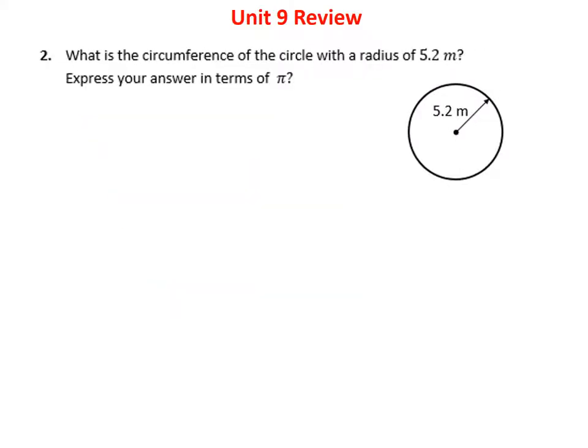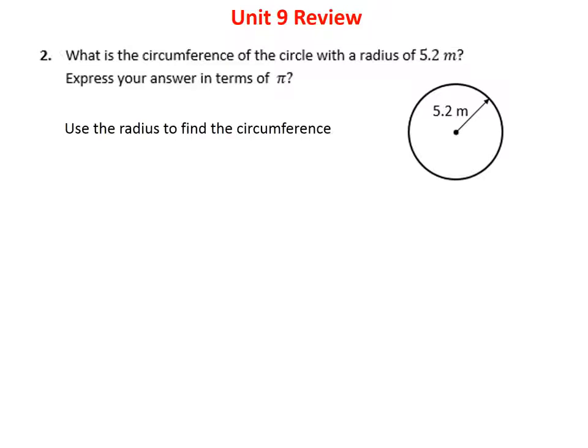In problem number 2, they give us the radius this time, but they want to find the circumference of the circle that has a radius of 5.2 meters. And again, they allow us to express our answer in terms of pi, so we don't have to estimate it. So let's take a look.